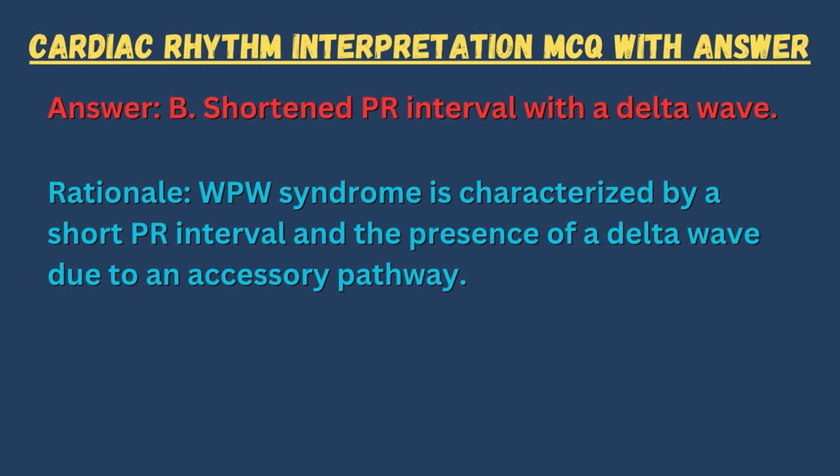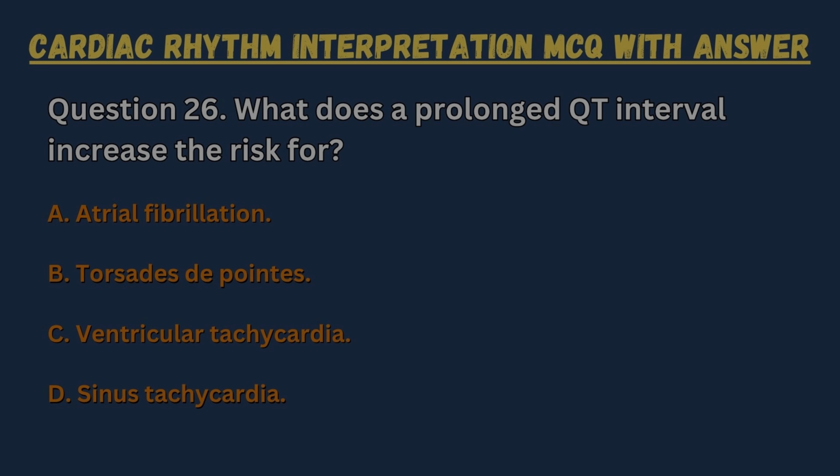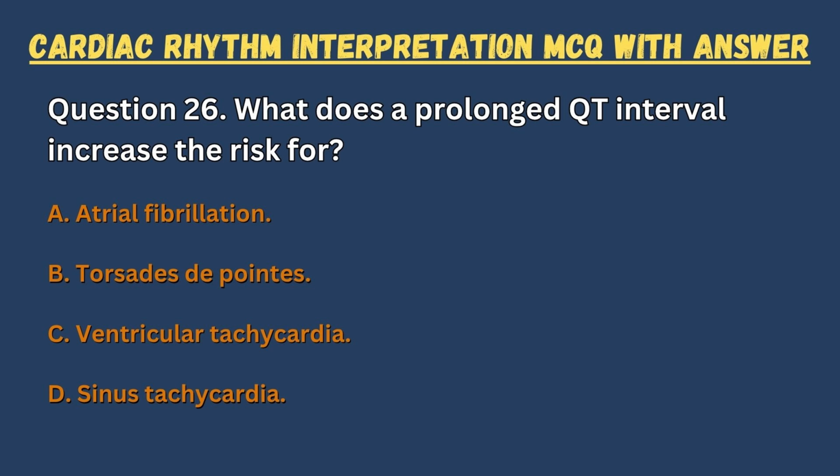Rationale: WPW syndrome is characterized by a short PR interval and the presence of a delta wave due to an accessory pathway. Question 26. What does a prolonged QT interval increase the risk for? A. Atrial fibrillation. B. Torsades de pointes. C. Ventricular tachycardia. D. Sinus tachycardia.